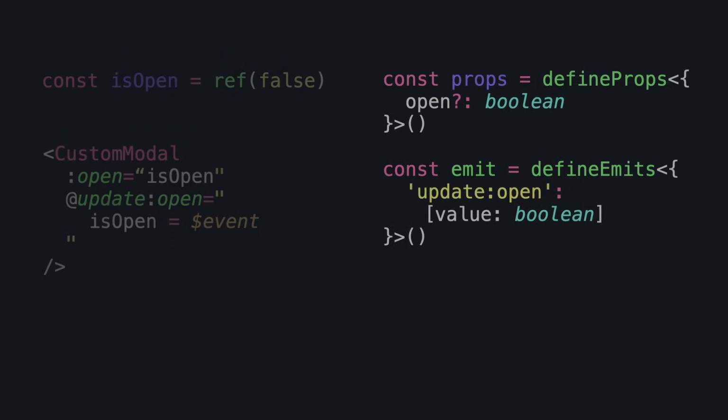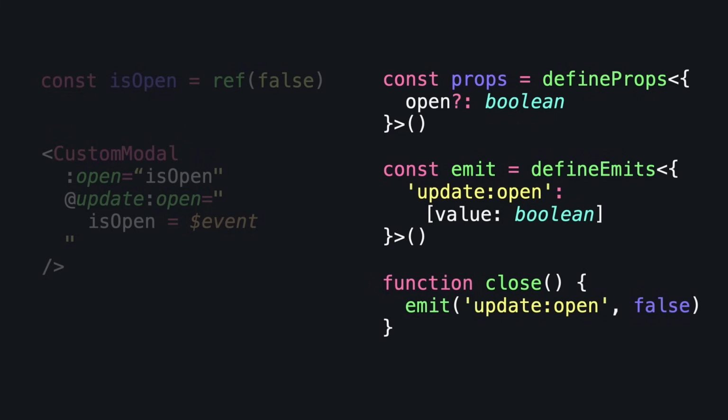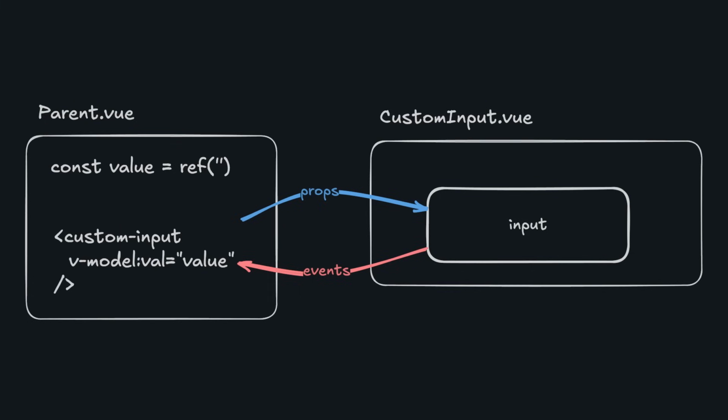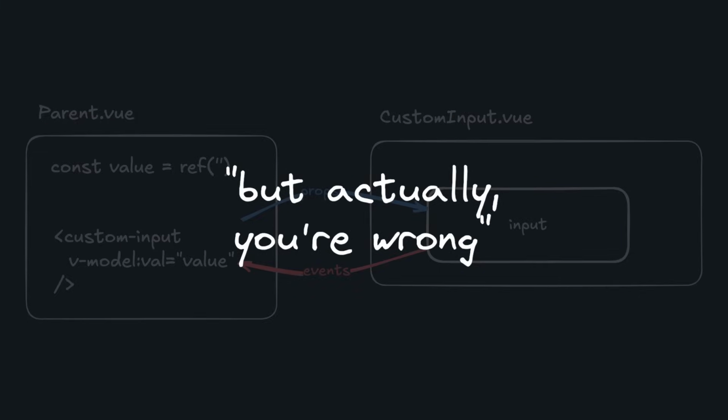Then all our child component has to do is define our prop, define the event we're emitting, and whenever we want to change our value, we just need to emit an update event with our new value. So through props and emits, this child component has its state managed by the parent. But I can already hear the comments saying this isn't recommended anymore.